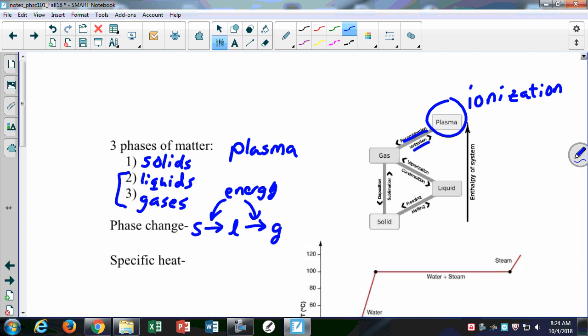Sarah? I'm just wondering, because it can jump from solid to gas, does that just require more energy, or is there something else involved in that? No. We can go from a solid to a gas with more energy. Okay, so it's just more energy. Yeah, let me show you this diagram. I'll explain it a little more.